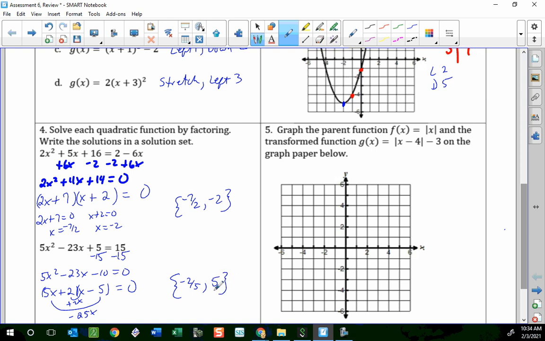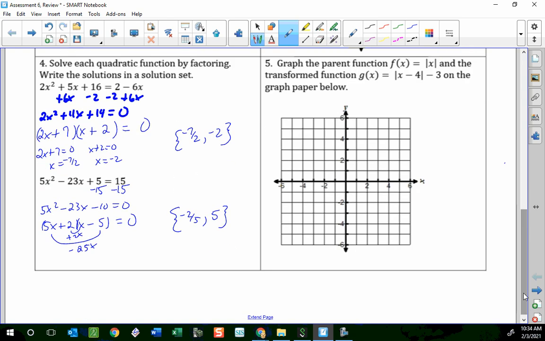And again, you could check in Desmos if you need some help on that too. You would set it up the same way here. You'd get negative 2/5, and for the other one, you'd get x equals 5.